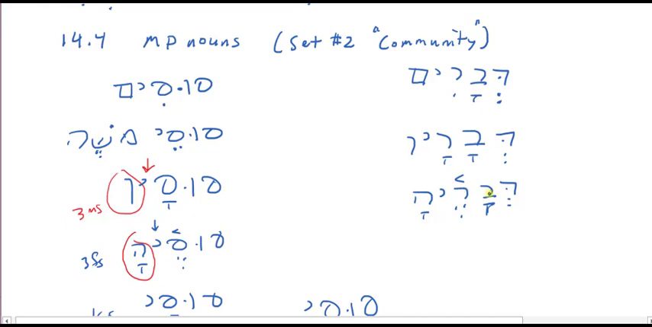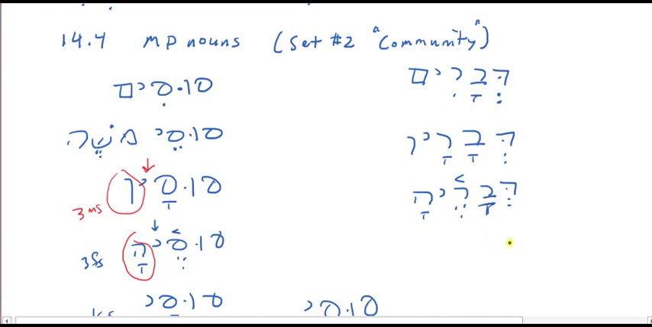So this is open and pretonic, and that's why I have a long A vowel, because open pretonic syllables require a long vowel. And this would have been open and propertonic, and it's had to reduce to the vocal shava. So it's already reduced in the plural form, so I don't have to reduce it further. It's already there. Okay?